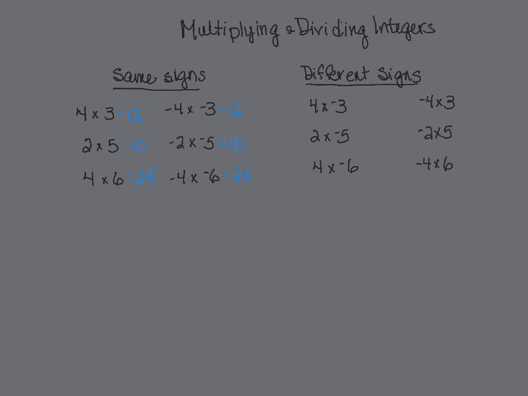Okay, so here's the rule. The rule is that when you're multiplying or dividing integers, if they have the same signs, you multiply or divide the digits, and the answer is always positive.